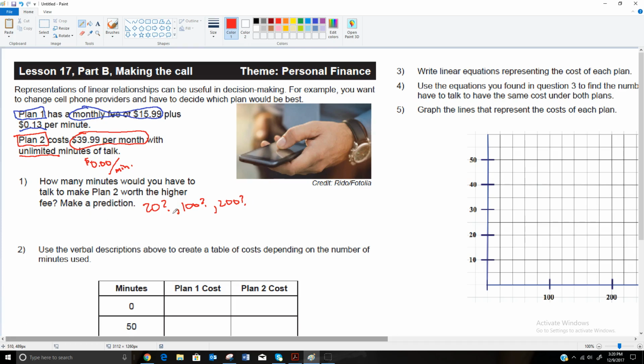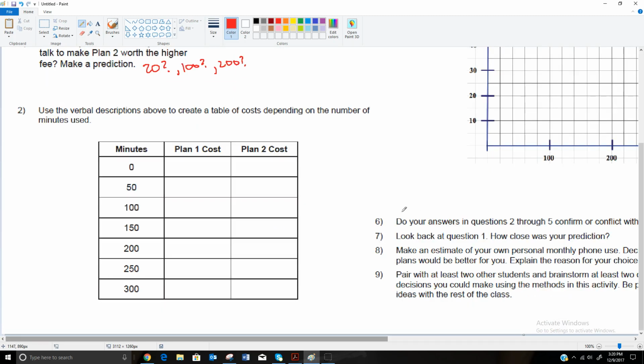Now that we have that verbal description, we're going to go down here and create a table of costs depending on how many minutes you use. I'm going to do plan 2 first because plan 2 is a lot easier. If you talk no minutes, you pay $39.99 for that second plan. If you talk 50 minutes, you pay $39.99. Minutes don't matter with the second plan. No matter what you do, the second plan is going to cost $39.99.